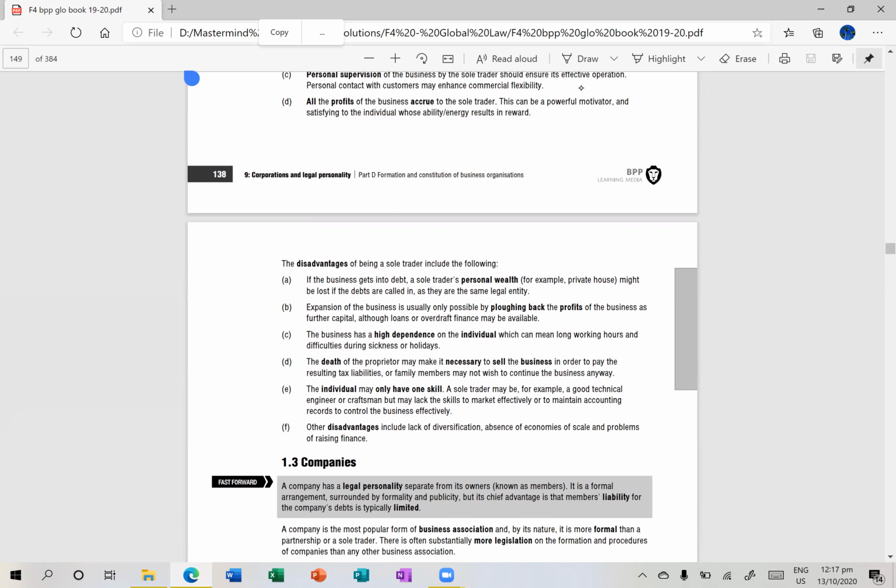Disadvantage, what is the disadvantage of being a sole trader? That if tomorrow the business becomes bankrupt, you will have to pay money from your own personal pocket. Okay, so your personal wealth is also at stake. Also, in case of expansion, you would require a lot of finances, but you might not have a lot of sources of finance available to yourself.